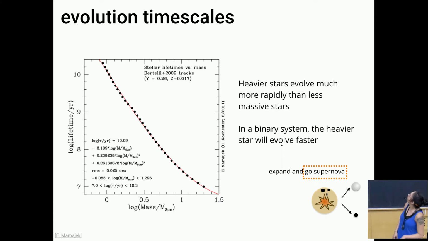This is just, I guess the plot's not that important. This is just showing the stellar lifetime versus mass. The vertical axis is the log of the lifetime, and the horizontal axis is the mass of the object. This is just saying that more massive stars will evolve much more rapidly. So in a binary system, this means that the heavier star will evolve faster than the lighter star. By evolve, I mean it will expand and then contract, expand, contract, and at some point go supernova. And so when it goes supernova, there are some other effects you have to take into account.